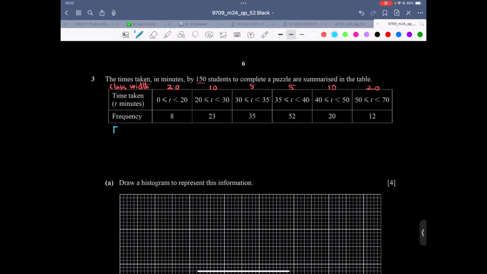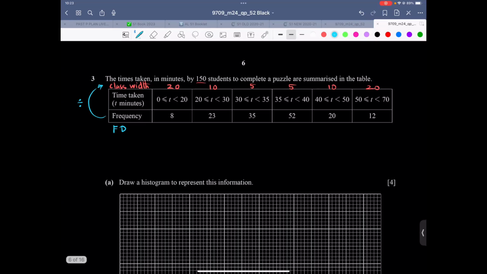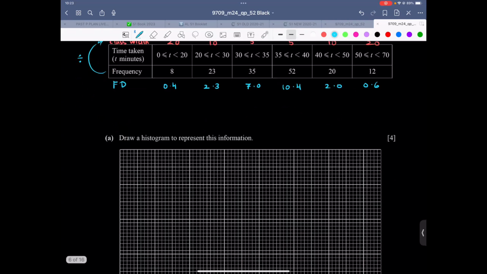What about frequency density? That is frequency divided by class width. So 8 over 20, that's 4 over 10, which is 0.4. 23 over 10, that's 2.3. 35 over 5, that is 7.0. 52 over 5, that is 10.4. 20 over 10 is 2.0. 12 over 20 is 0.6. So these are the values for frequency density.